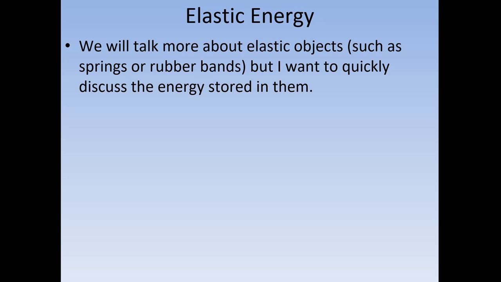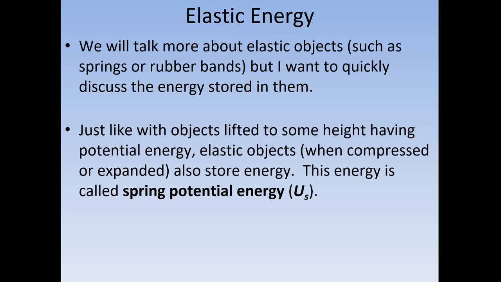I mentioned before that there are multiple different types of potential energies. There's gravitational potential energy, chemical potential energy, electrical potential energy, things like that. So there are a bunch of different ways that we could store energy. And it turns out that elastic energy, storing energy within rubber bands and springs, is another type of potential energy that we can deal with.